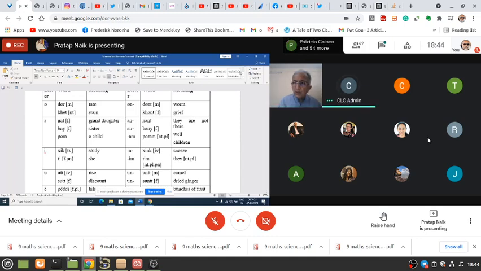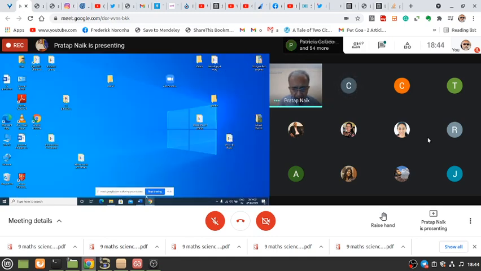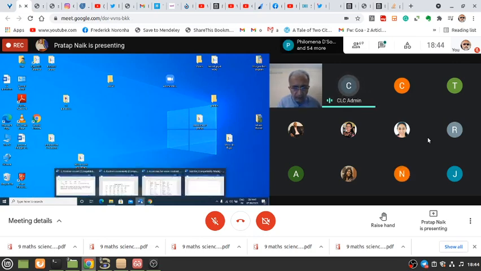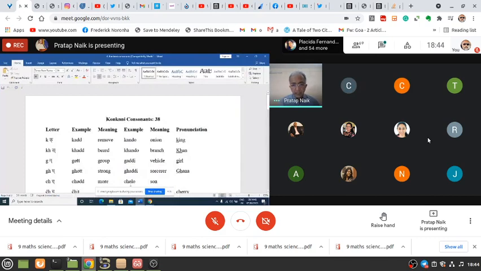Shall we proceed to consonants now? Yes, I think nobody else has any more doubts. Yeah, we can proceed now. Vowels we have finished, but exercises we have not finished. There's one more question. We come back to consonants, and when we complete the consonants, we will go back to vowel exercises. Okay. There's somebody else who also wants to ask one more question.